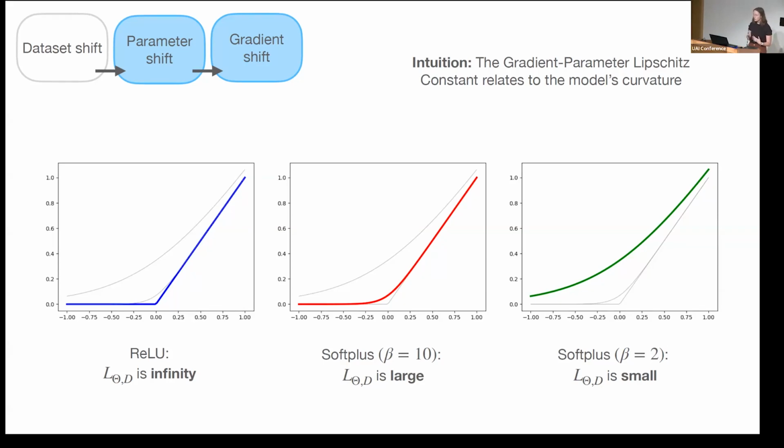So for some intuition there, if you have ReLU, the gradient parameter Lipschitz constant is going to be infinity because it's not continuous. If you use a different activation function, in the paper we specifically look at softplus. ReLU is softplus with a beta constant equal to infinity. So if you look at softplus with a large value for beta, you're going to have a large gradient parameter Lipschitz constant. But if you are using softplus with a small beta constant, the gradient parameter Lipschitz constant will be small. So the intuition here is that the activation function you use will help control how much the gradients shift.